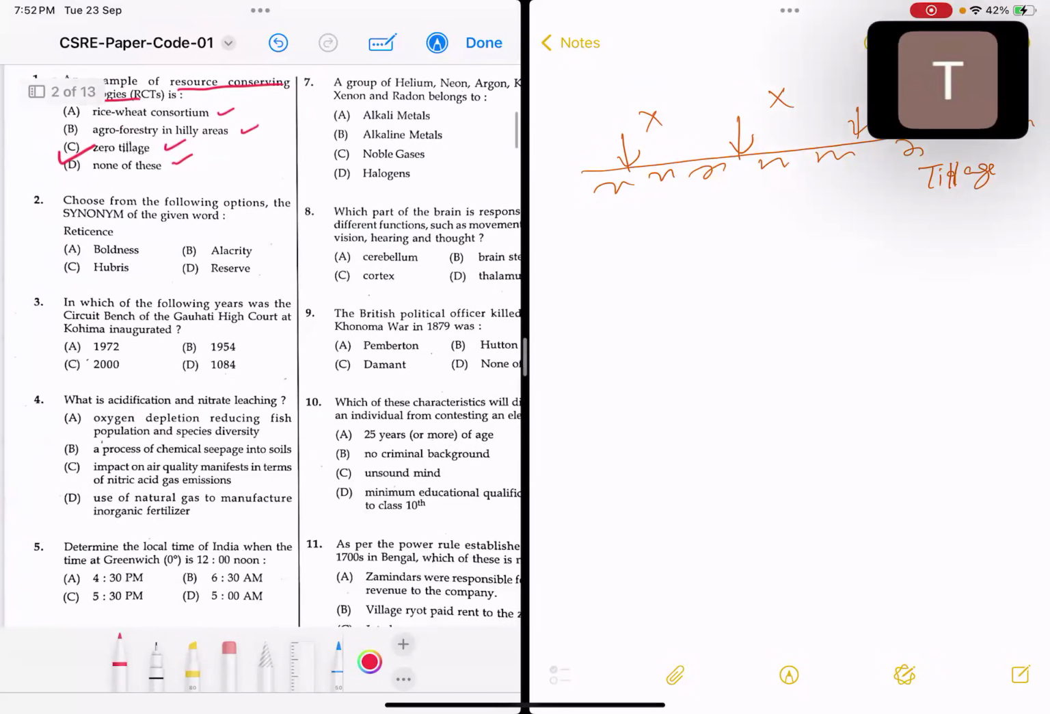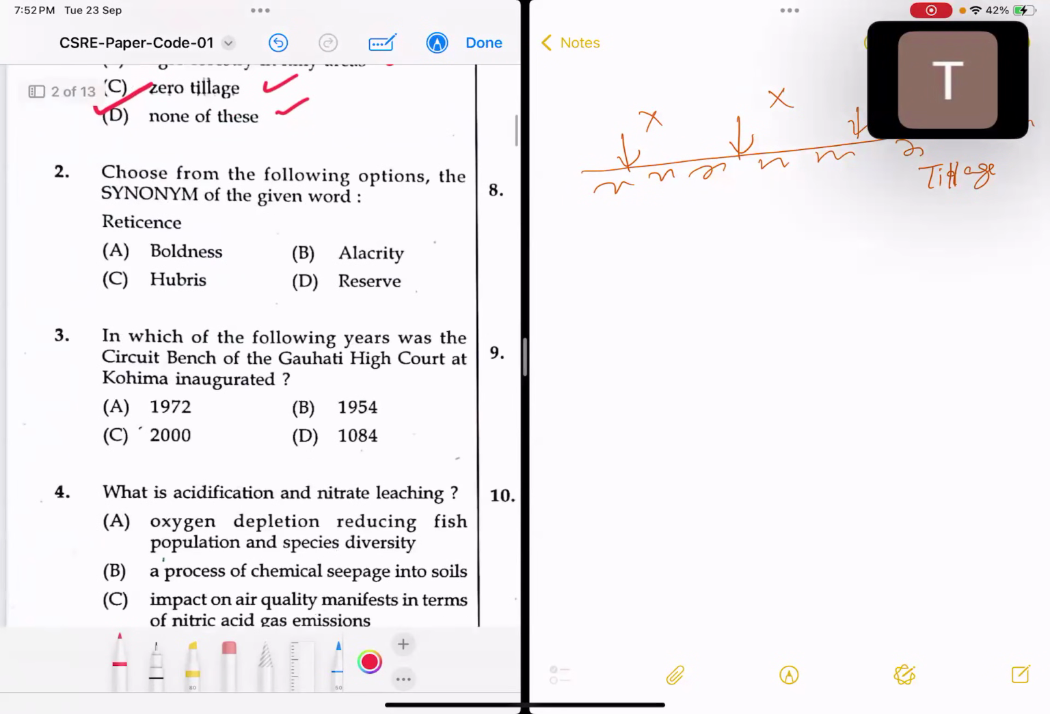Let's come to question number 2. Choose from the following options the synonym of the given word, okay? So here the word given is reticence, and we have to choose the synonym. Synonym means same meaning, right? So in exam time, kindly be careful on this. Antonym will be opposite meaning, but when it comes to synonym, it will be same meaning, okay? Now, for anyone who is quite aware of the word reticence, the correct option is reserve, okay?